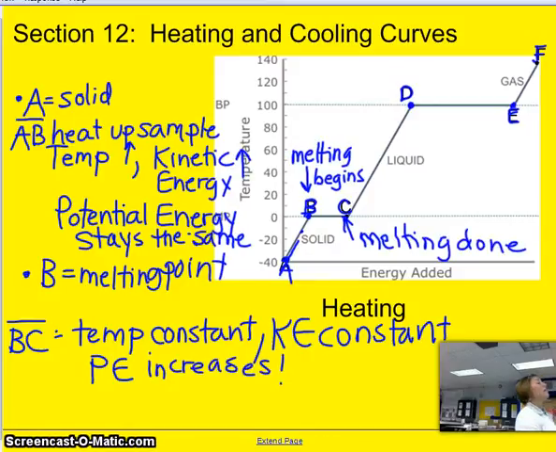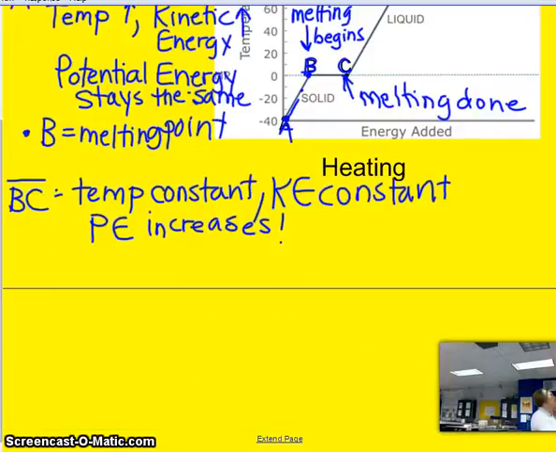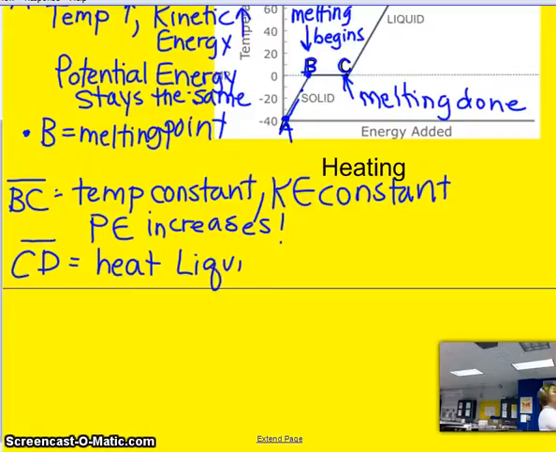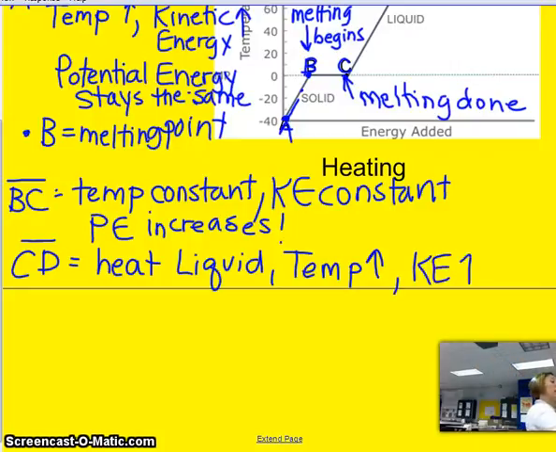So you have only liquid now, and from C to D, you heat the liquid. You can see that the temperature goes up from C to D. And if temperature goes up, what else goes up? Were you right? Kinetic energy goes up. And the potential energy is the same.